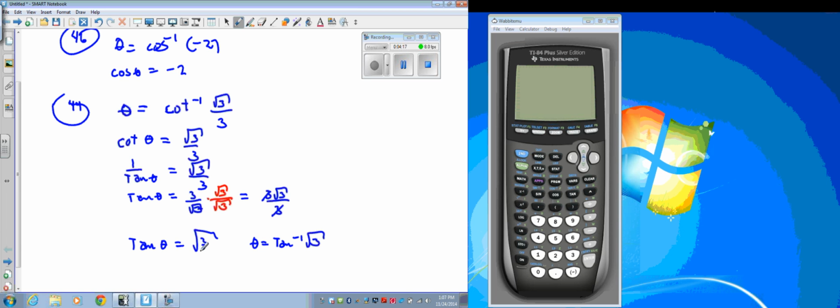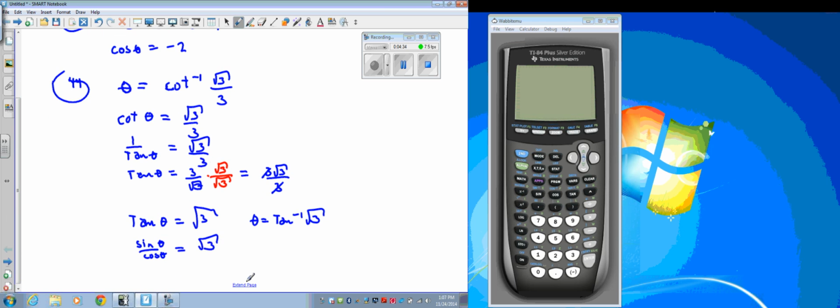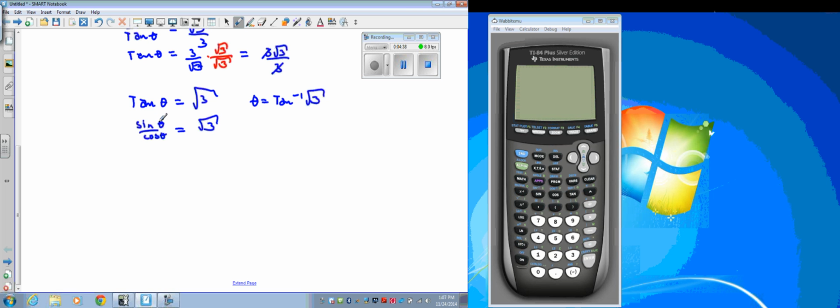If you're just trying to figure it out and you don't see it here, then you might want to say, well, that's sine theta over cosine theta, which gives me the square root of 3. What angle would have a value of sine over the value of cosine that would give you that? In order to have a square root of 3 in the numerator, the only common one, and this is always dealing with common values, is the square root of 3 over 2, right?